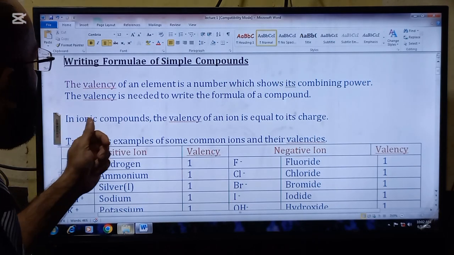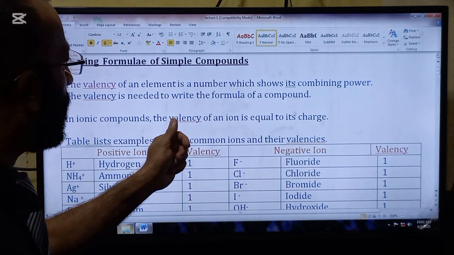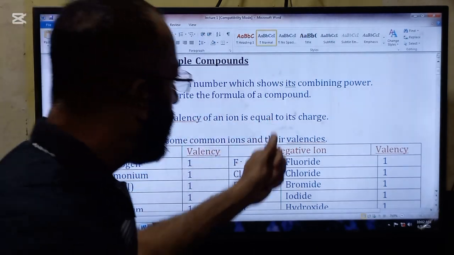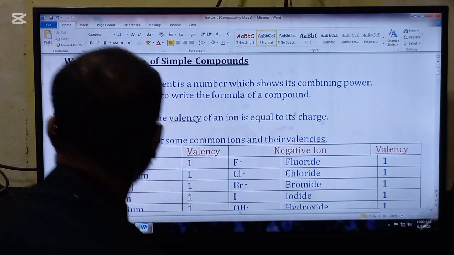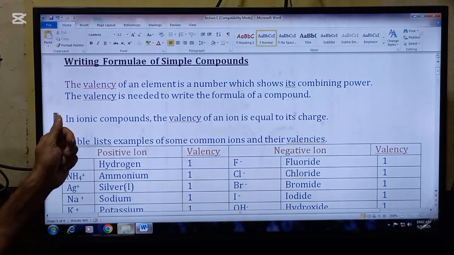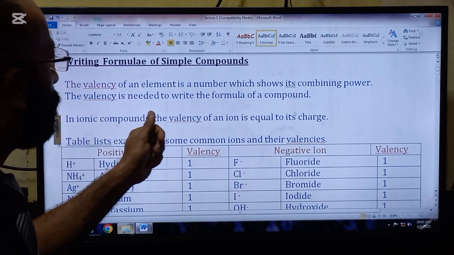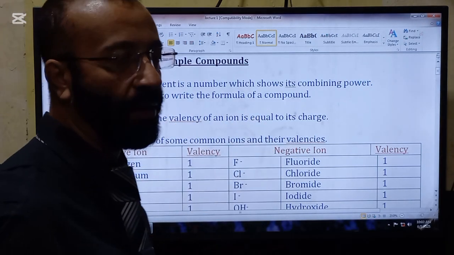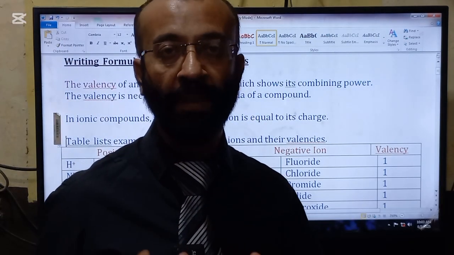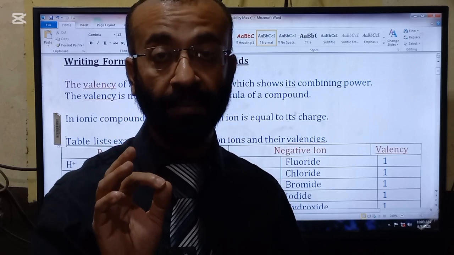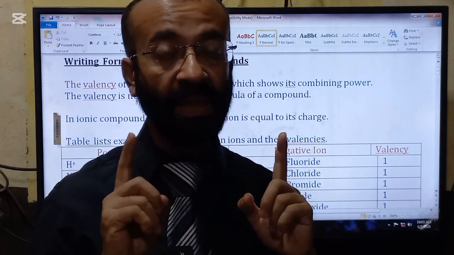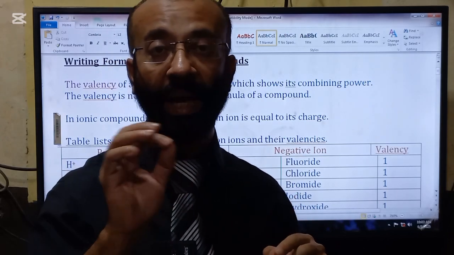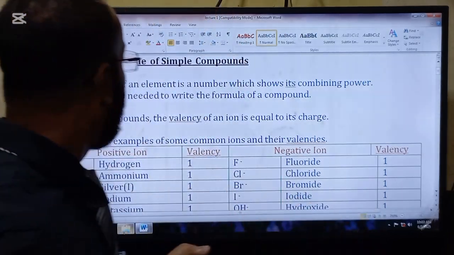The valency of an element is a number which shows its combining power. This is the definition of the valency. The valency is needed to write the formula of a compound, so this is a very important thing. You should learn the valencies of some common elements because these are very necessary to write the formulas.